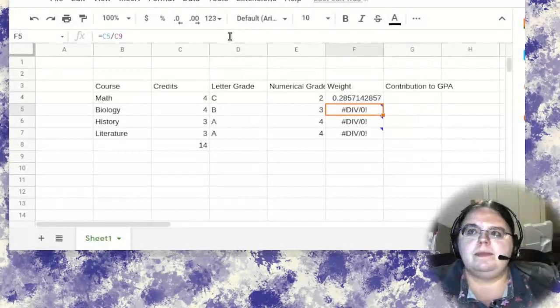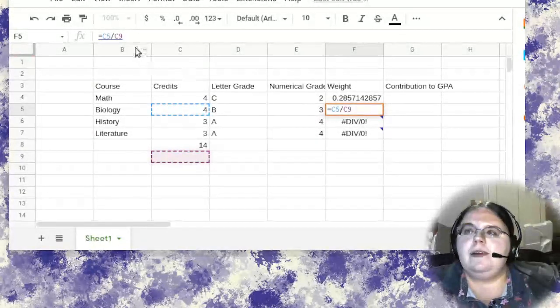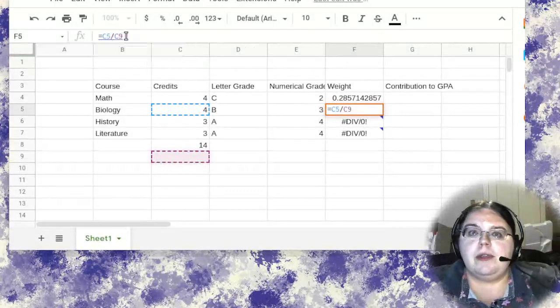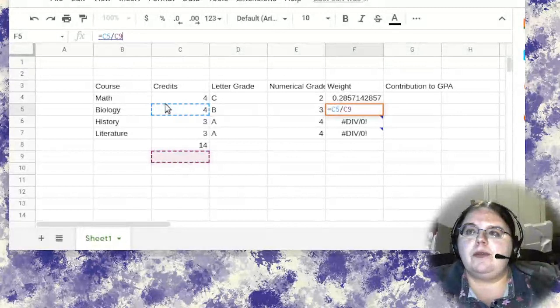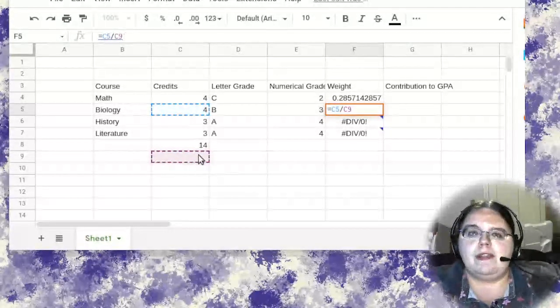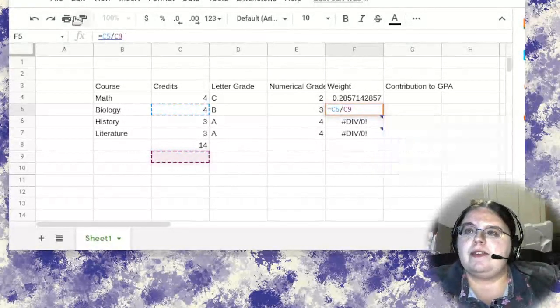What went wrong? Well, when we dragged it on down, it looked at the next row down for where to get its data for the formula. So it looked correctly at the 4 credits in this cell for biology, but it looked incorrectly at the next row down for the whole that was the part of. So here's how we fix that.